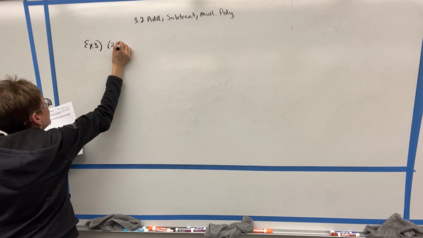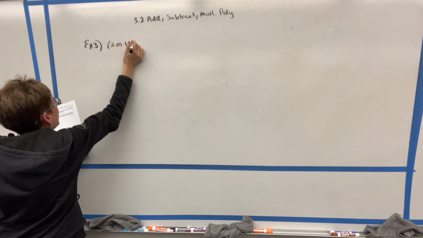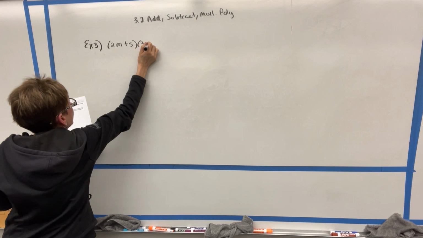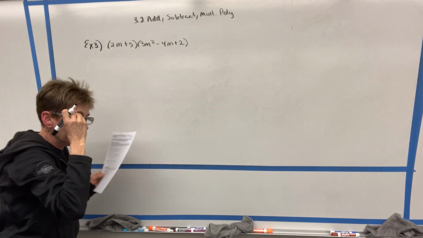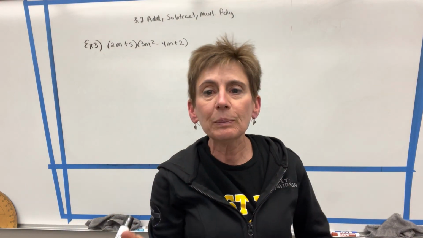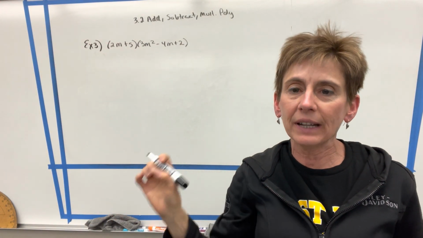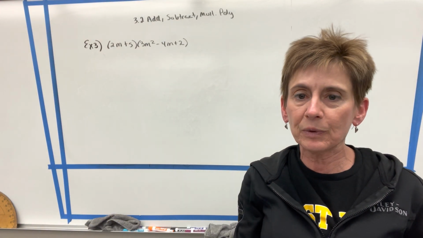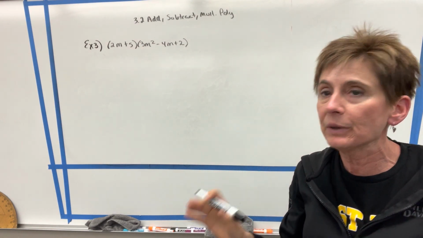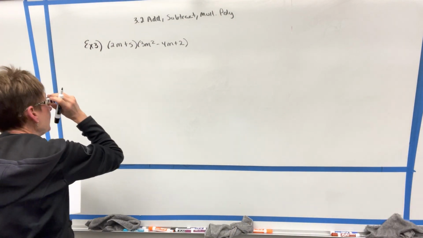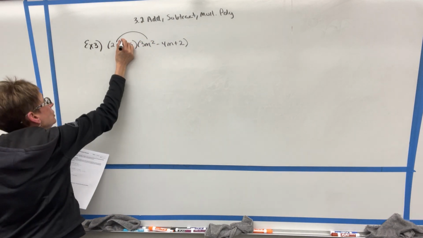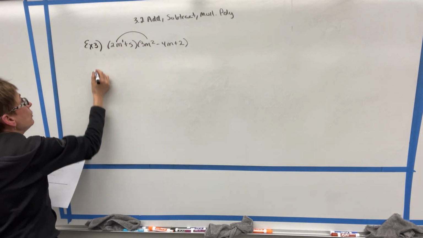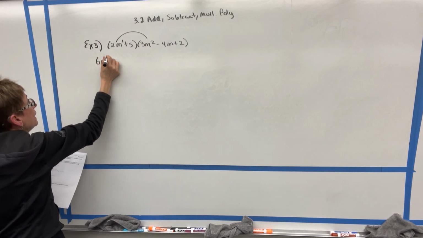So for example, let's say we have (2m + 5) times (3m^2 - 4m + 2). The thing we want to keep in mind when we're multiplying is that we have to add our exponents. When we're combining like terms, we don't do that, but when we're multiplying, we do. So for example, when I take 2m times 3m^2, you want to think of that as being a power of 1. This would become 6m^3.